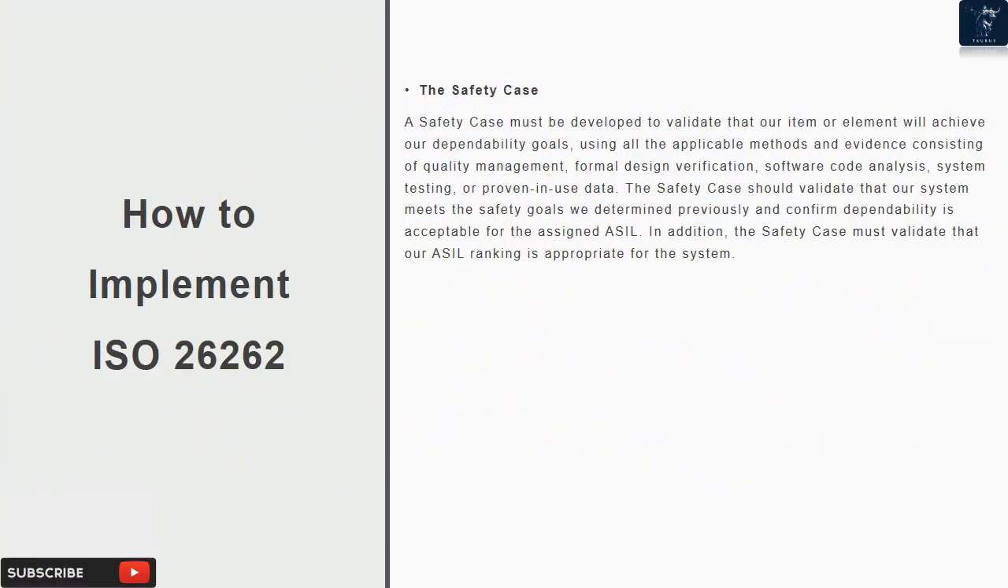The safety case. A safety case must be developed to validate that our item or element will achieve our dependability goals, using all the applicable methods and evidence consisting of quality management, formal design verification, software code analysis, system testing, or proven in-use data. The safety case should validate that our system meets the safety goals we determined previously and confirm dependability is acceptable for the assigned ASIL. In addition, the safety case must validate that our ASIL ranking is appropriate for the system.